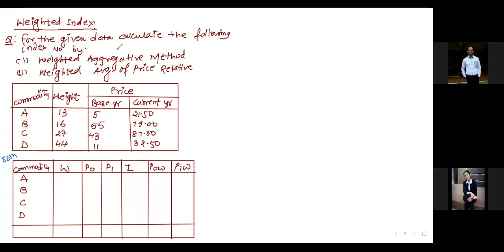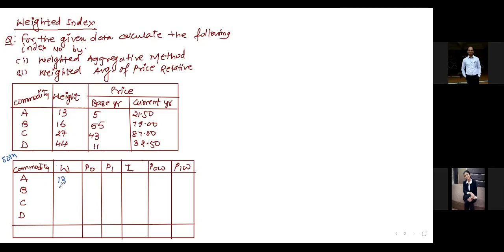So this question, we have to find the index by weighted aggregative method and weighted average of price relative method. The information is given with respect to 4 commodities A, B, C, D, and the weightage is also been given along with the base year price and the current year price. So moving on to the solution.